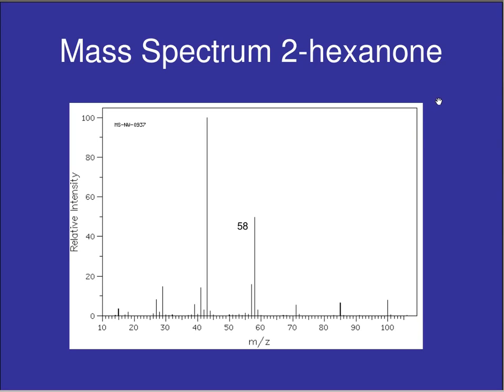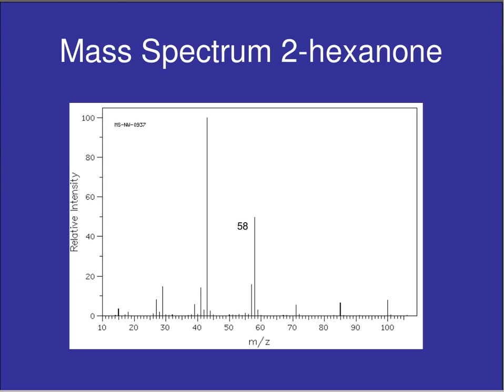Another interesting fragmentation pattern that can occur with ketones is a rearrangement mechanism. This is exactly the same spectrum we saw before of the ketone 2-hexanone. What I want to do now is not explain the base peak at 43, or the peak at 85 from alpha cleavage, but what is giving rise to the peak at 58. This peak is a result of a rearrangement mechanism.